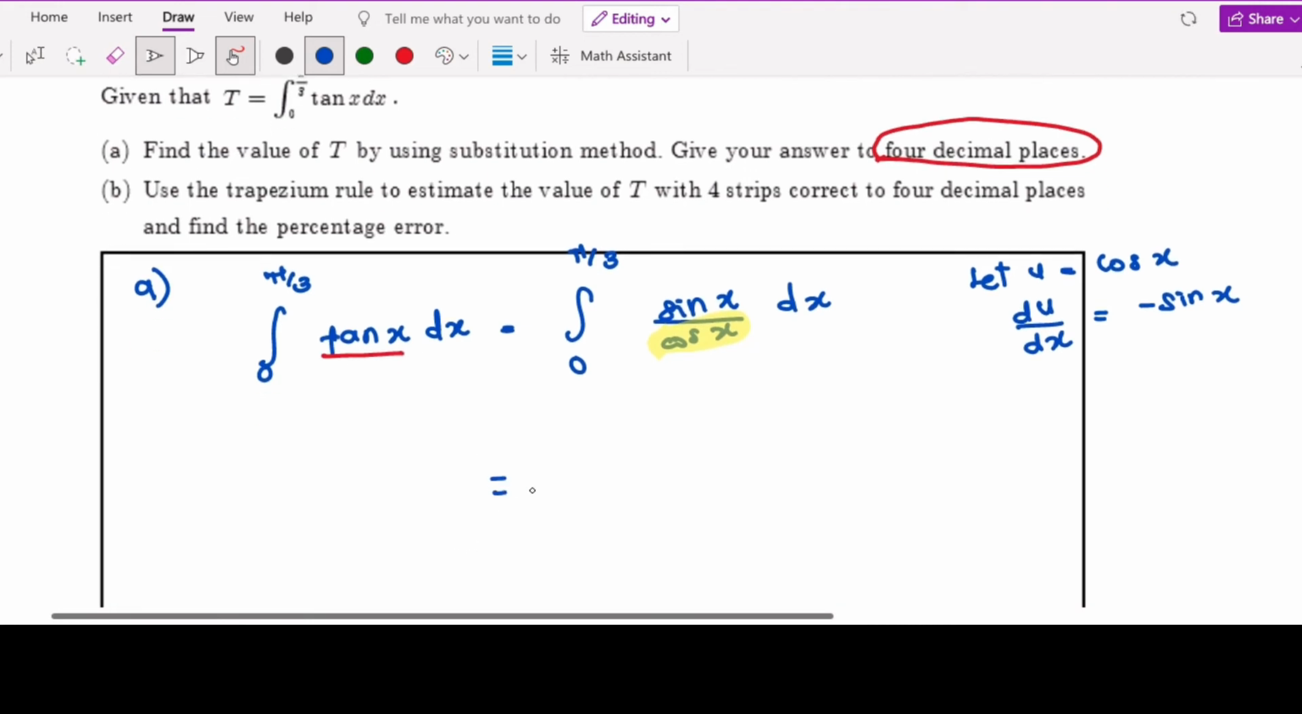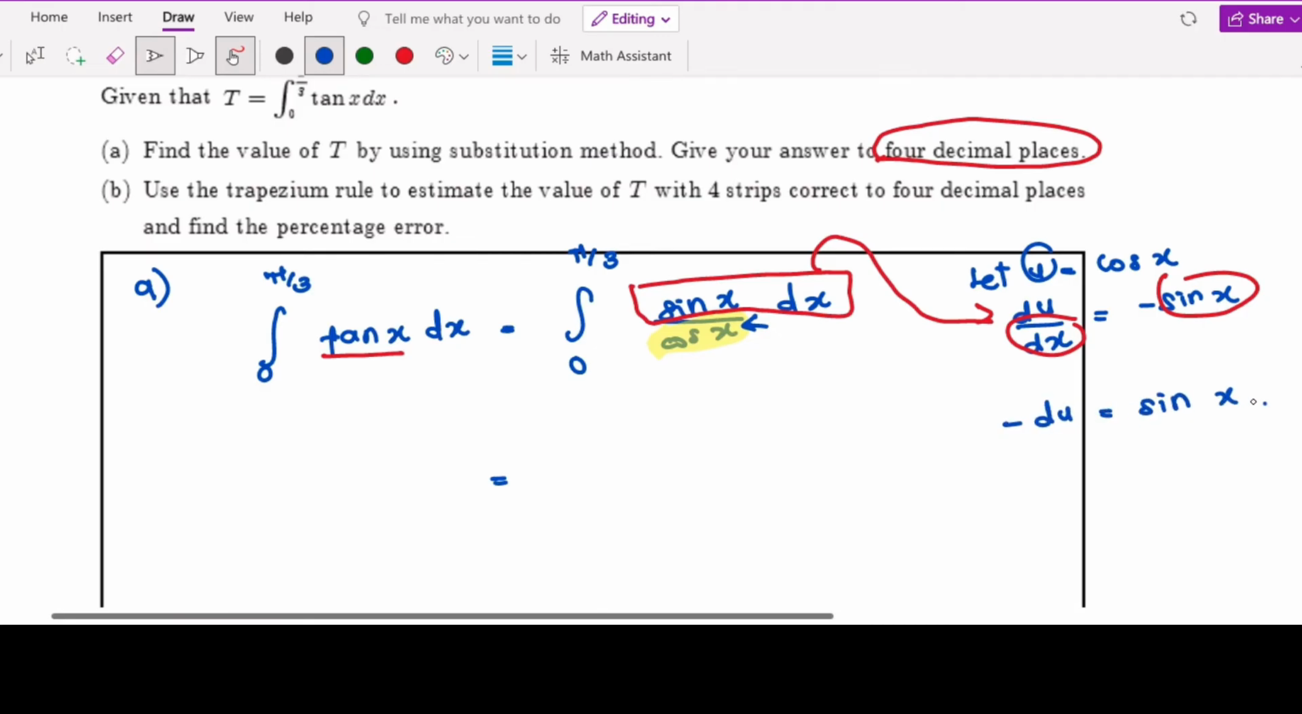So cos x here, you can substitute as u. Now you need to find out what sine x dx is in terms of u. You can get this from your first derivative, making sine x dx the subject. It is actually equal to negative du equals sine x dx. So you can simply substitute sine x dx as negative du and cos x as u.